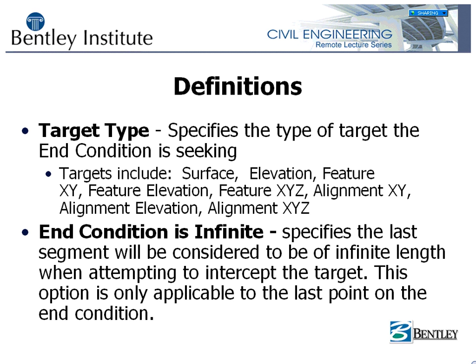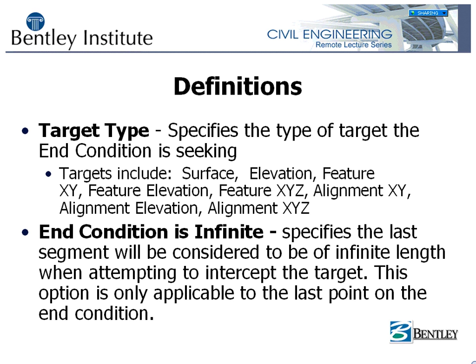Target type specifies the type of target that a condition is seeking. So it doesn't have to be a surface. It can be an elevation. It can be a feature in the digital terrain model. It can be the XY feature, the XYZ feature, or just the Z feature. And then also we can target alignments, just the horizontal location of the alignment, which would be the XY, or just the alignment elevation, or the entire alignment.